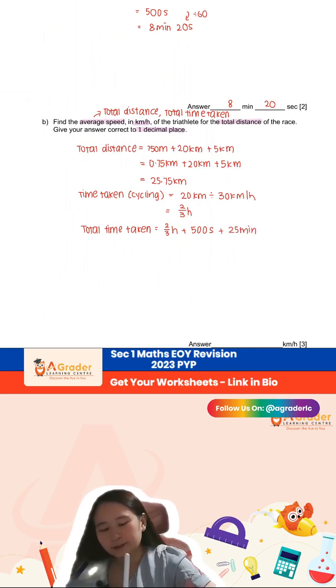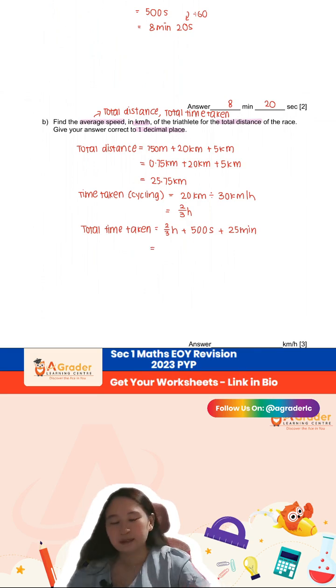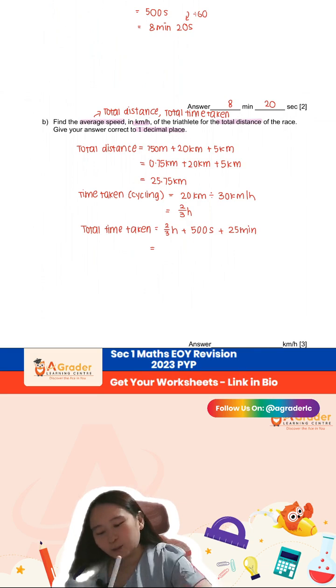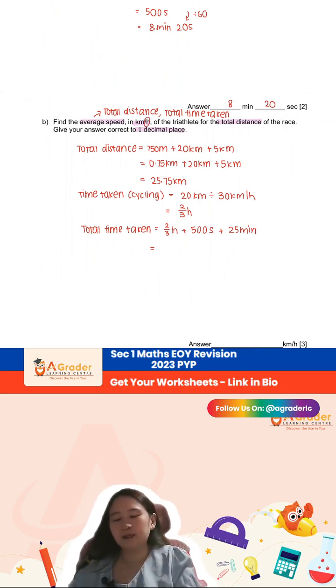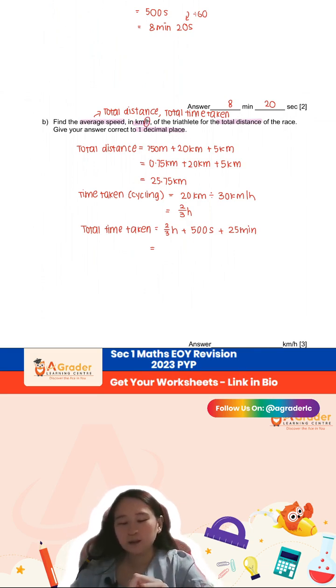You can see that I'm adding my time taken in three different units. They want the average speed to be in kilometer per hour, so I have to change everything to hour. 2/3 is in terms of hour already. For 500 seconds, you divide by 60 to change to minute, and then divide by another 60 to change it to hours. For minutes, you just need to divide by 60 to change it to hours.